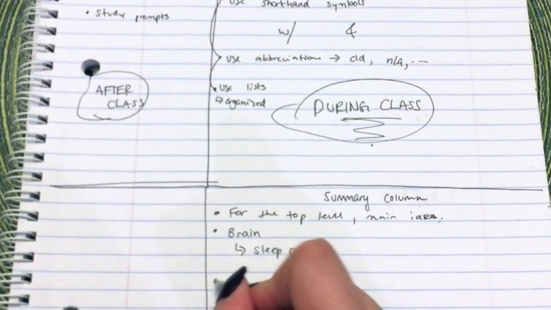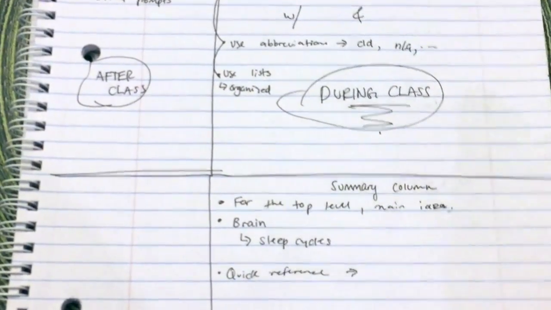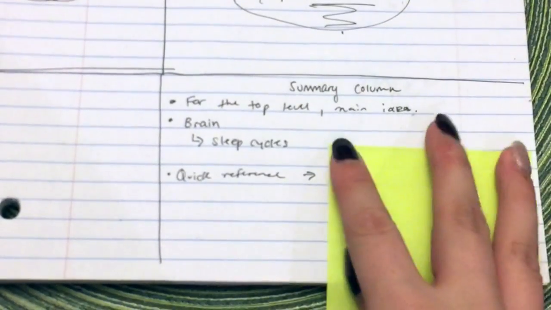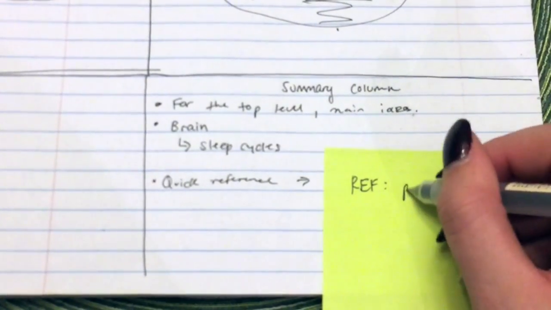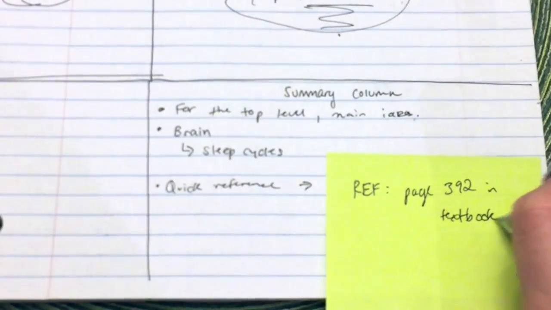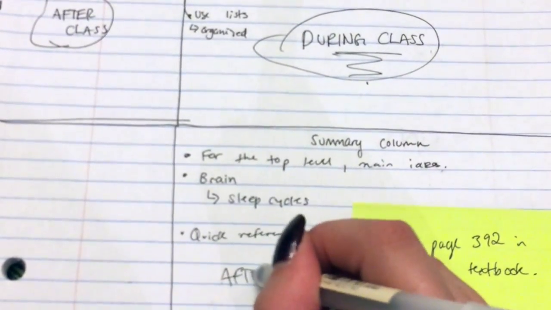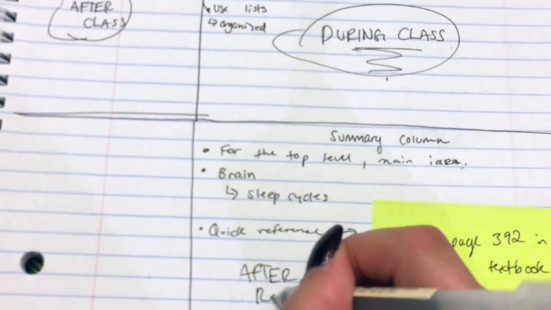As well, you can use it as a quick reference. So this means you can use your sticky notes or your sticky flags, it would be even better, and say reference page 392 in the textbook, for example. So make sure you're doing this after class, when you review.